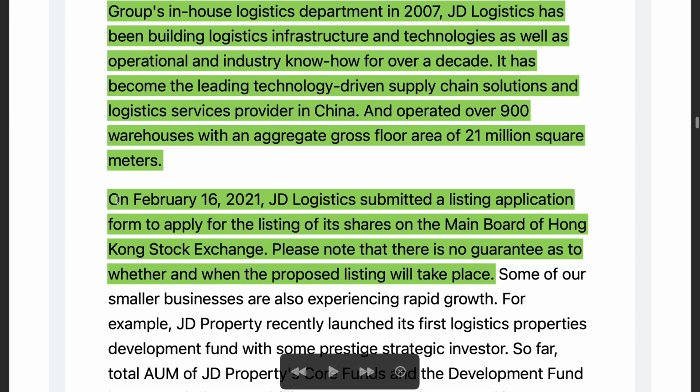Here's the important part you want to know. JD is planning to spin off JD Logistics to a separate public company to be listed on the Hong Kong Stock Exchange. JD's management said this. On February 16, 2021, JD Logistics submitted a listing application form to apply for the listing of its shares on the main board of Hong Kong Stock Exchange. Please note that there is no guarantee as to whether and when the proposed listing will take place.